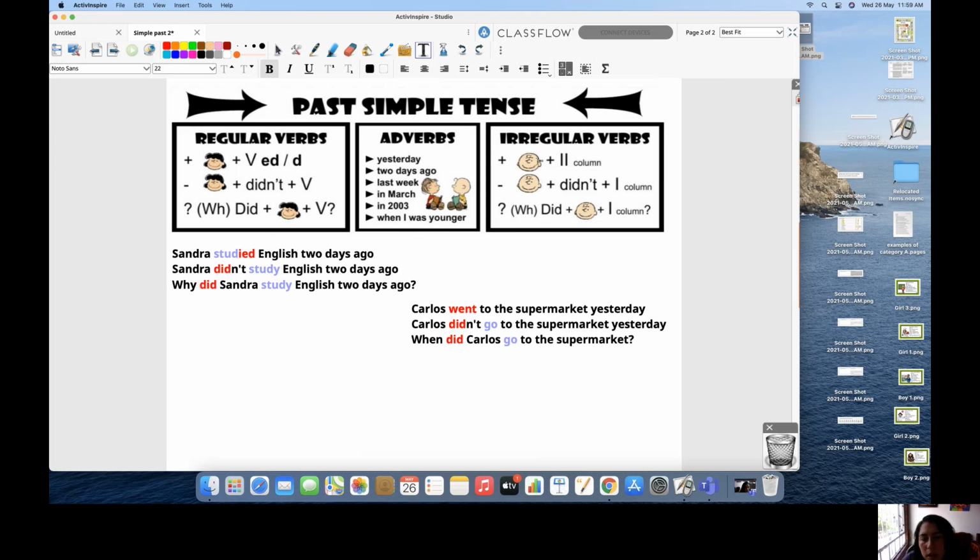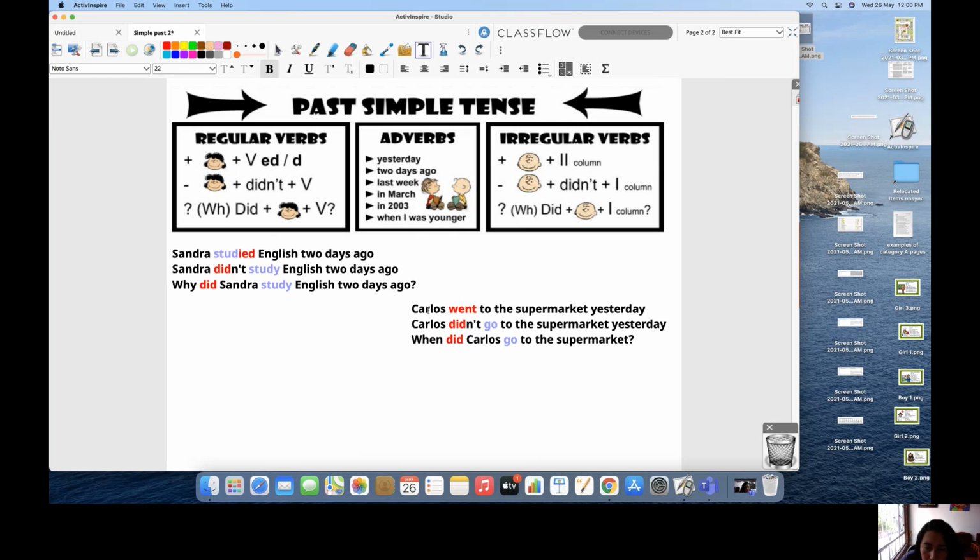Y en los verbos irregulares, entonces tenemos el sujeto y el verbo de la segunda columna, porque el de la primera, recuerden que es presente. En la negativa tenemos el sujeto, el didn't o el did not para negar, pero ahora el verbo de la primera columna y tenemos esto que es opcional, el did, el sujeto y obviamente el verbo de la primera columna porque el did ya nos está diciendo que es en pasado.